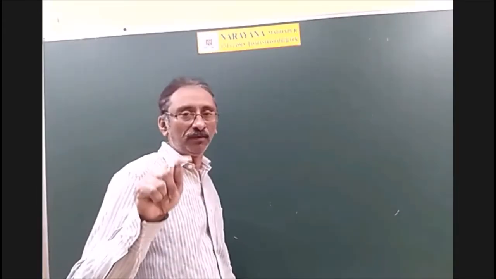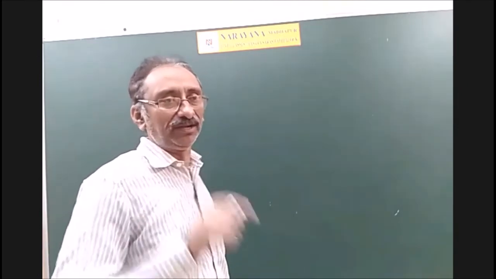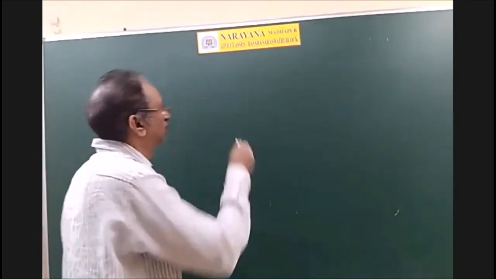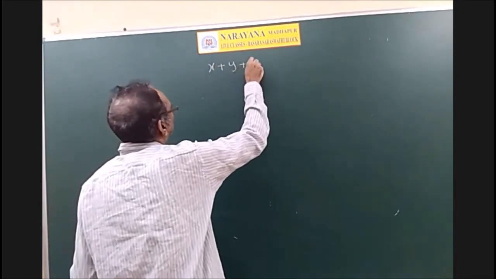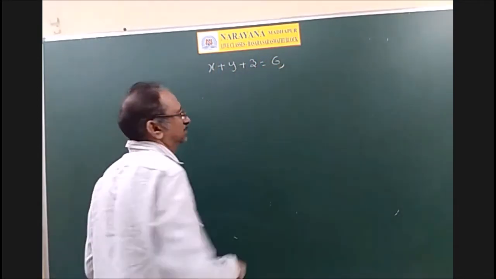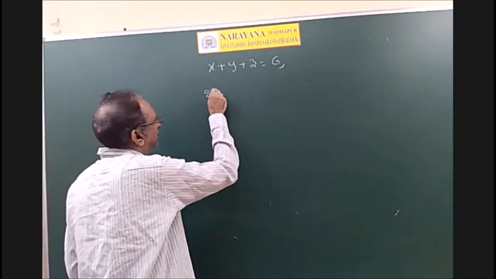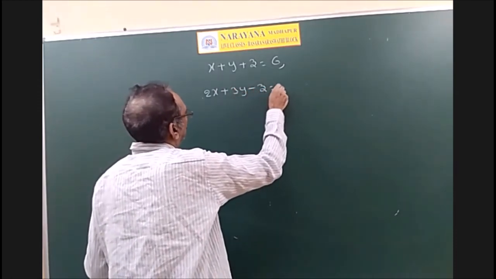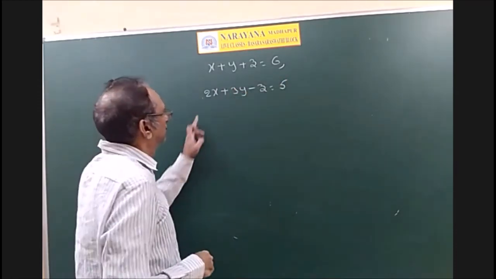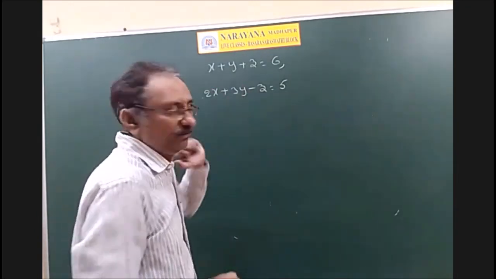Solve the system of equations. That problem, which we already did using the matrix inversion method and Cramer's rule. Solve the system of equations: x plus y plus z is equal to 6. That is the first equation, I remember. And I remember the third equation also: 2x plus 3y minus z is equal to 5, isn't it?